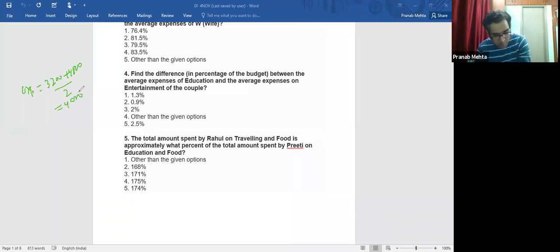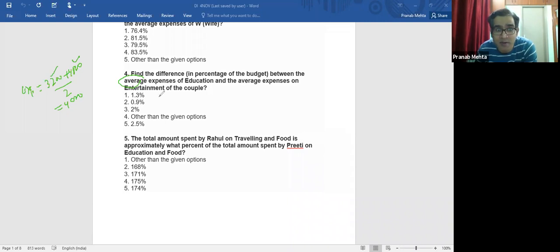Any doubt? Look here. They're talking about the average expense on education. Education for the husband is 3,200 and education for the wife is 4,800. 3,200 plus 4,800 divided by 2. You should understand why I'm dividing it by 2, because they're trying to play with us. They're talking about average. Here, how many people are there in total? 2 people, the person and his wife. That is why the average will be over 2. So the average expense on education for this husband and wife is 4,000.